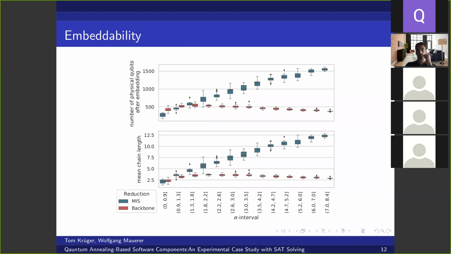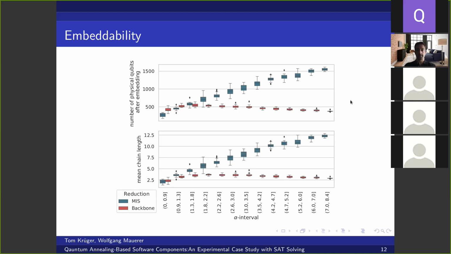Then we want to look at our results here in the slide. We mainly targeted the embeddability of our reduction, so we will look at this first. And here, on the x-axis, we have the clause variable ratio, or you could also say the hardness of such instances. The MIS reduction is blue and the backbone reduction is red.